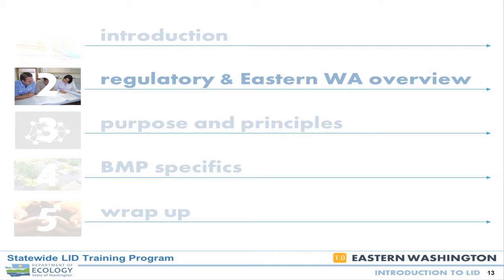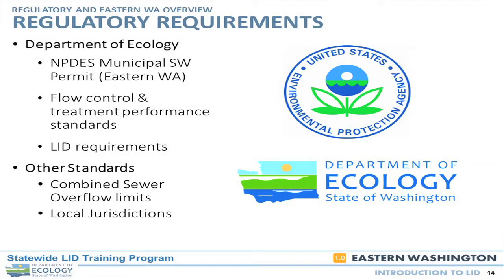So moving right into the regulatory and Eastern Washington overview. We'll be covering the National Pollutant Discharge Elimination System Municipal Stormwater Permit. It's a mouthful. We just call it the NPDES permit for Eastern Washington. We'll also be talking about flow control and treatment performance standards, as well as LID requirements. Other standards that are part of the stormwater world are combined sewer overflow limits, which we won't be covering today, but that is a regulatory driver for jurisdictions that have combined sewer systems. Local jurisdictions sometimes have their own stormwater standards and requirements, so we won't be covering those as well.